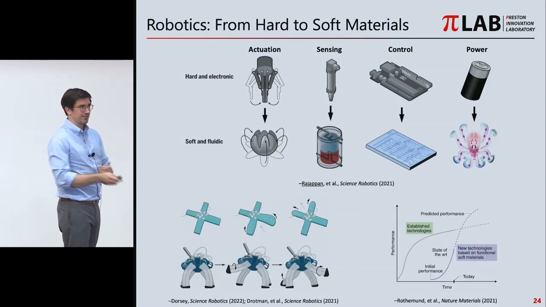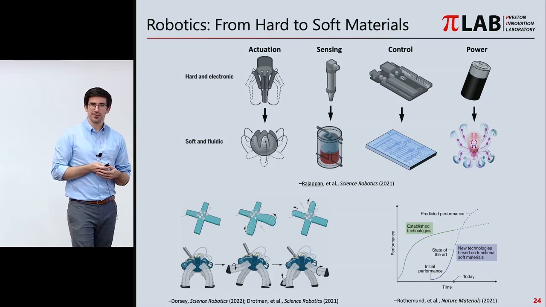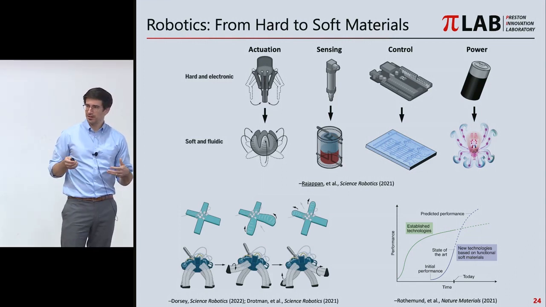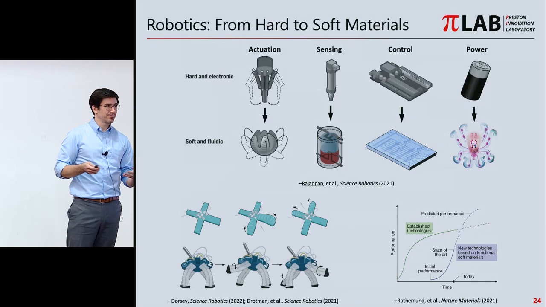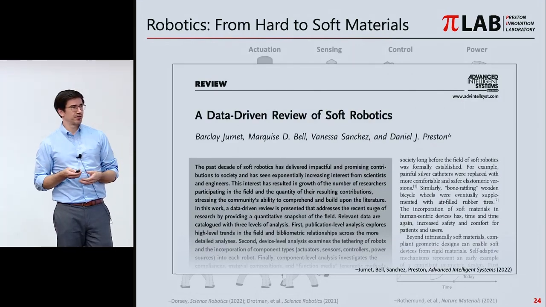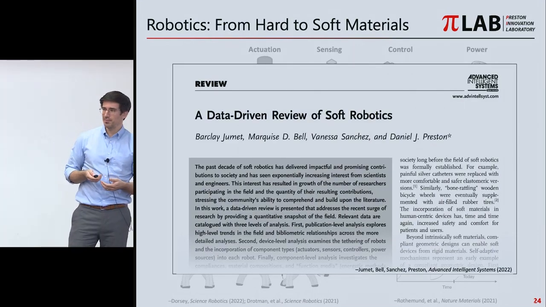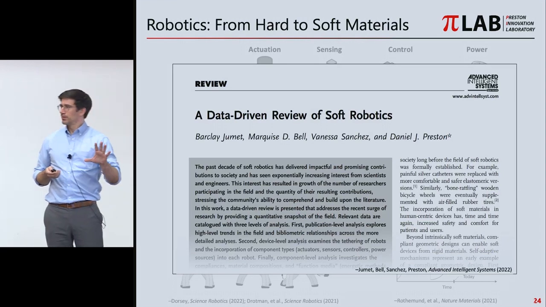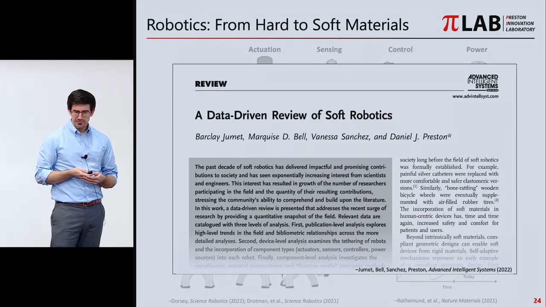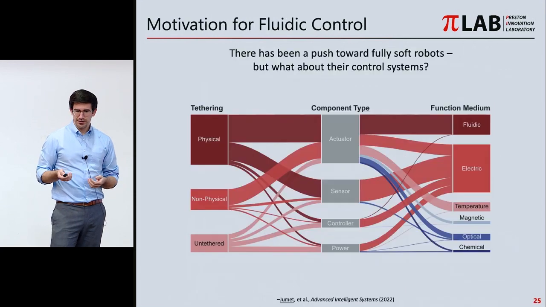And in fact, what we found was that there are so many groups now working on soft robotics that the field is becoming really saturated with literature. And so we've conducted a data-driven review of nearly 5,000 papers in the literature about soft robotics. And what we found, maybe I'll highlight just a few of the key conclusions here.